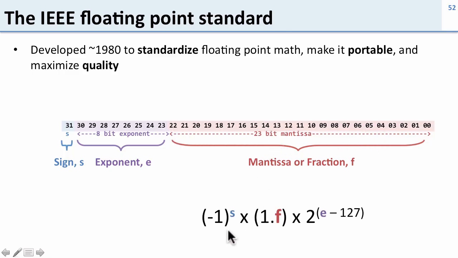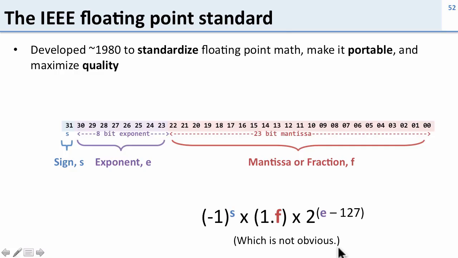And then here's the interpretation. So minus 1 to the s. So if s is 1, it's minus 1 to the 1, which means it's negative. If s is 0, it's minus 1 to the 0, or 1. So this is the sign bit, times 1 dot f. So this big mantissa here, we always interpret it as if there was a 1 before whatever values are in these bits, and then times 2 to the e minus 127. So here's our exponent, and we're subtracting 127 from it.